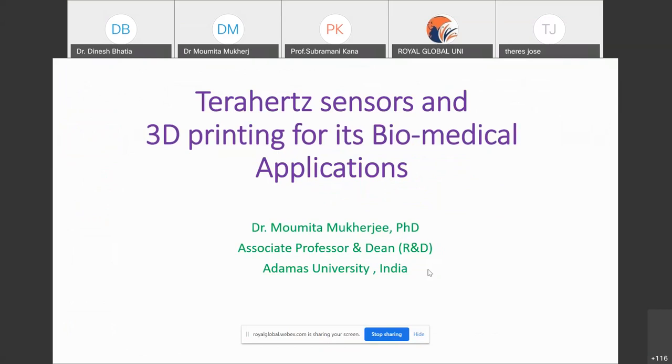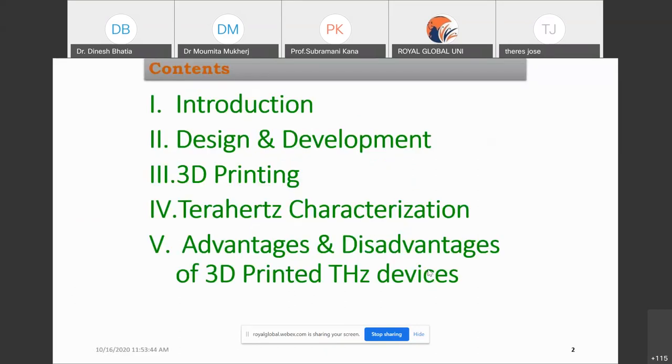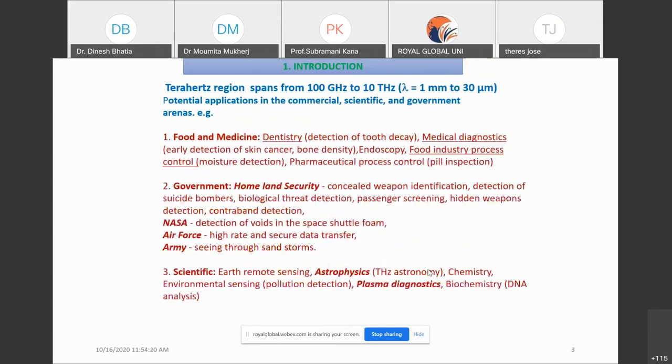We have done this work in collaboration with the Defense Research and Development Organization a couple of years back, and some of the observations and results from there I will be happy to share with you. The talk will cover these contents: first the introduction, design development, 3D printing, then terahertz characterization of that sensor and antenna, and after that the advantages and disadvantages.